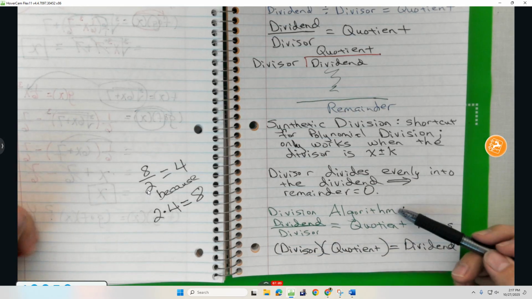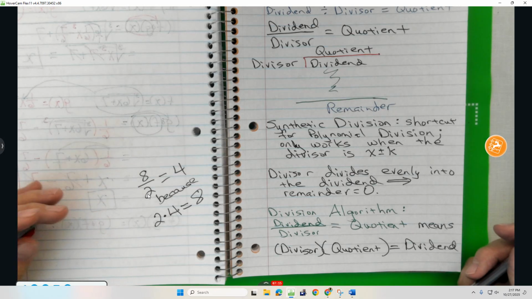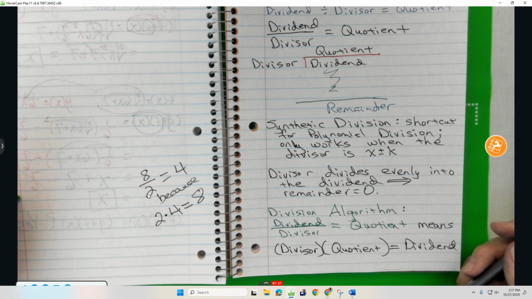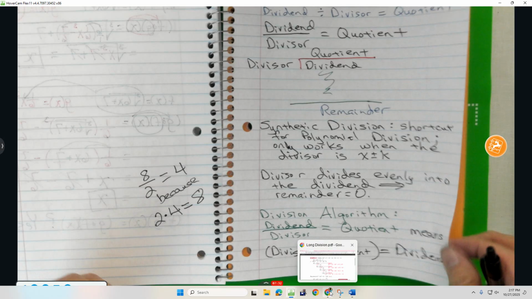This division algorithm is just our definition of division. What does it mean? 15 divided by 3 is 5. How would you check that? 5 times 3 is 15. So you're just formally stating stuff that you've known for a long time. Let's start with an example of synthetic division. Let's look at number 4.